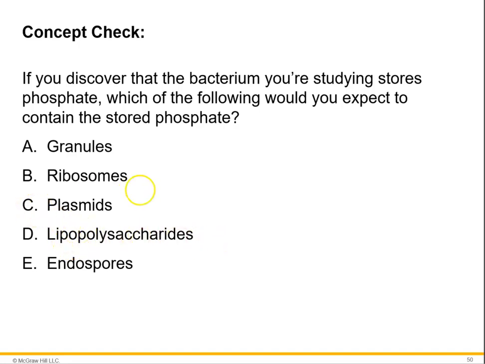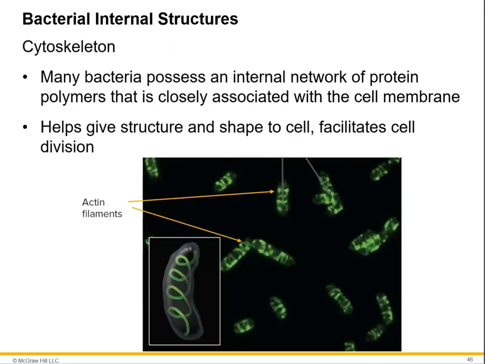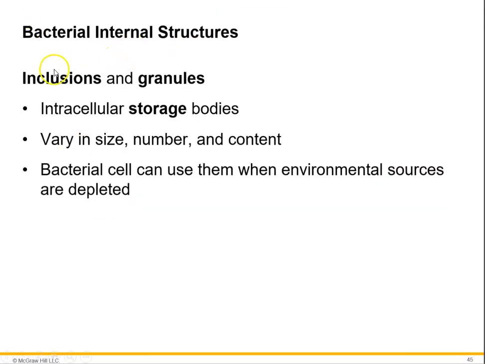Lipopolysaccharides, no, that's a molecule found in the outer membrane of gram-negative organisms. Plasmids, remember these aren't storage bodies either. They are circular pieces of DNA. Ribosomes are not storage bodies either. They are the site where proteins are made. So that must mean that the answer is A, granules. And if we go back, you can see the two storage bodies we're talking about are going to be inclusions and granules.